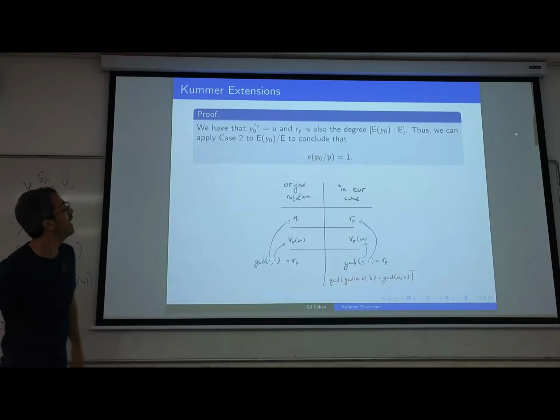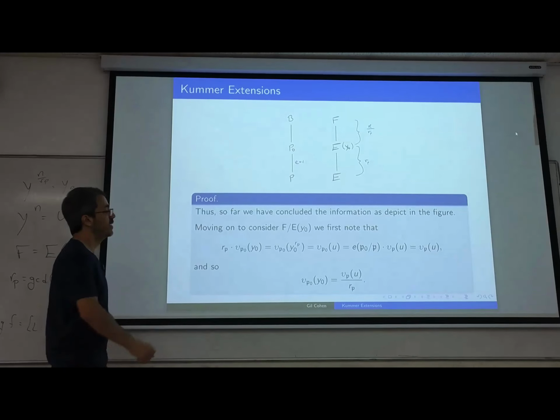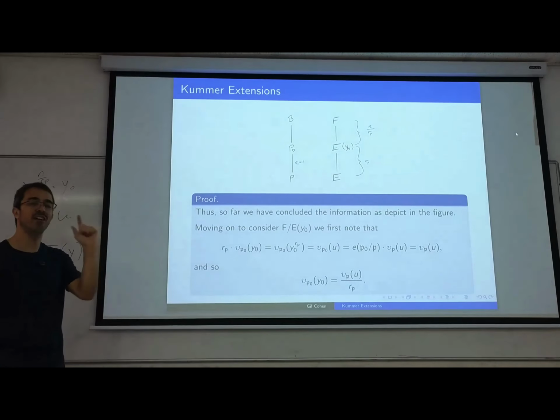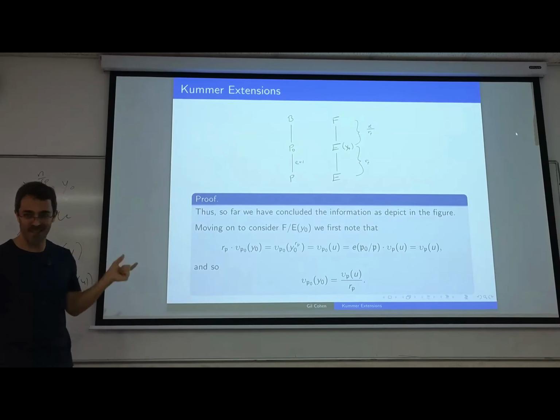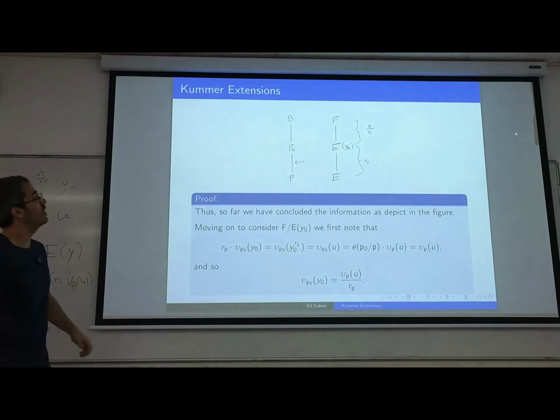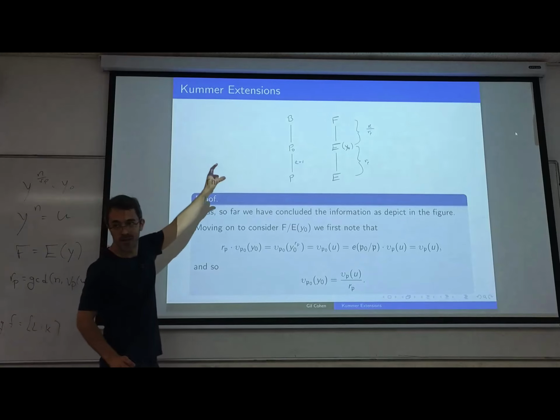I put E equals 1 there. And I use one of the extreme cases in which the GCD is actually the largest it can be. Right. And now I want to consider the upper floor, F over E of y0.